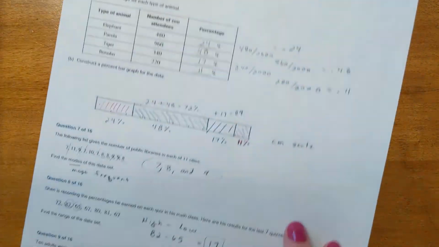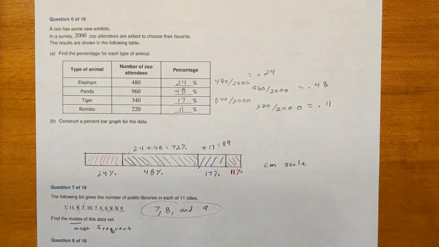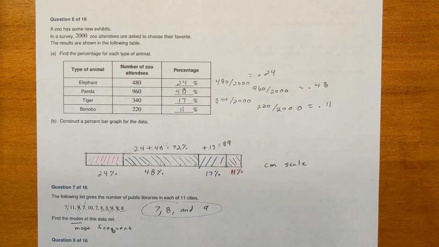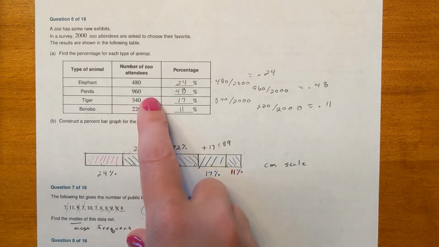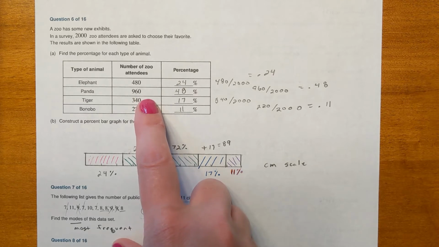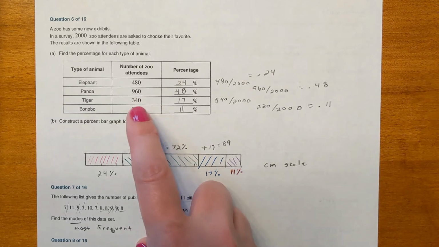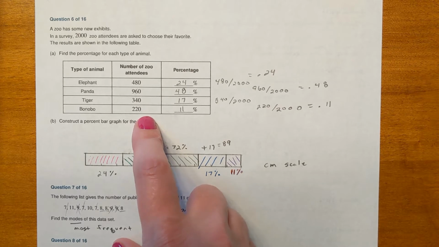Number 6. A zoo has some new exhibits. In a survey, 2,000 zoo attendees are asked to choose their favorite. The results are shown in the following table. Find the percentage for each type of animal. So 480 said they loved the elephants, 960 said they liked pandas, 340 tiger, and bonobos were 220.